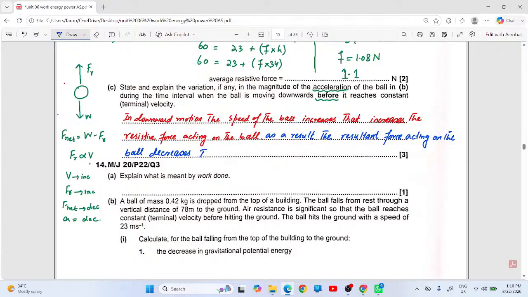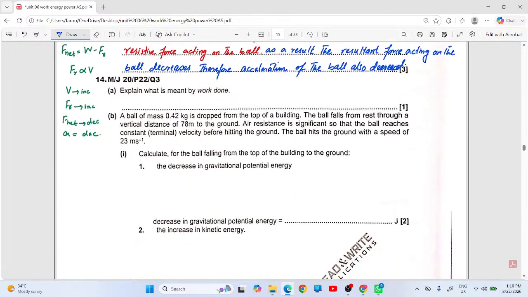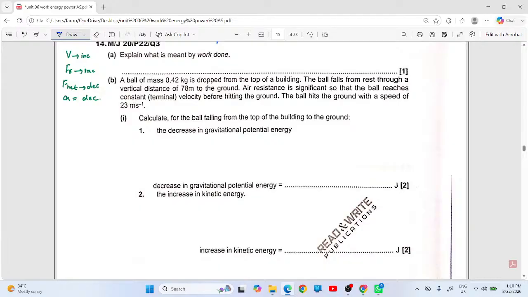Therefore, acceleration of the ball also decreases. So decreases. यहाँ तक देखिए कोई confusion? No, sir. Okay. Next is explain what is meant by work done.